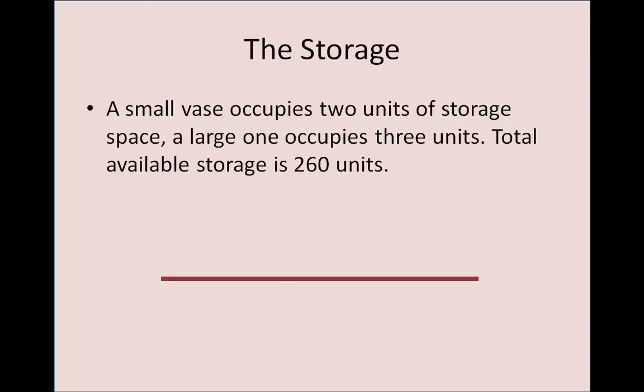Finally, there's a storage constraint. A small vase occupies 2 units of storage space, a large one occupies 3 units. Total available storage is 260 units. Consequently, the storage constraint is 2S plus 3L less than or equal to 260.